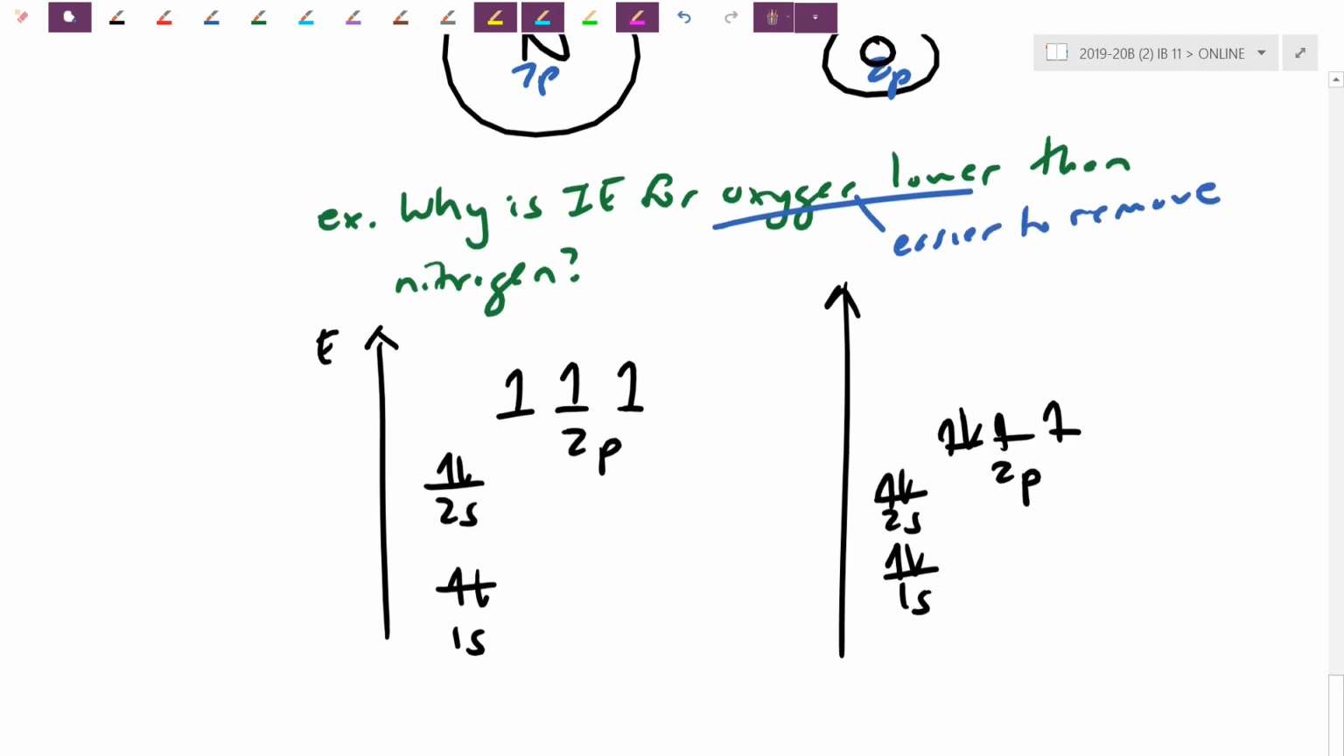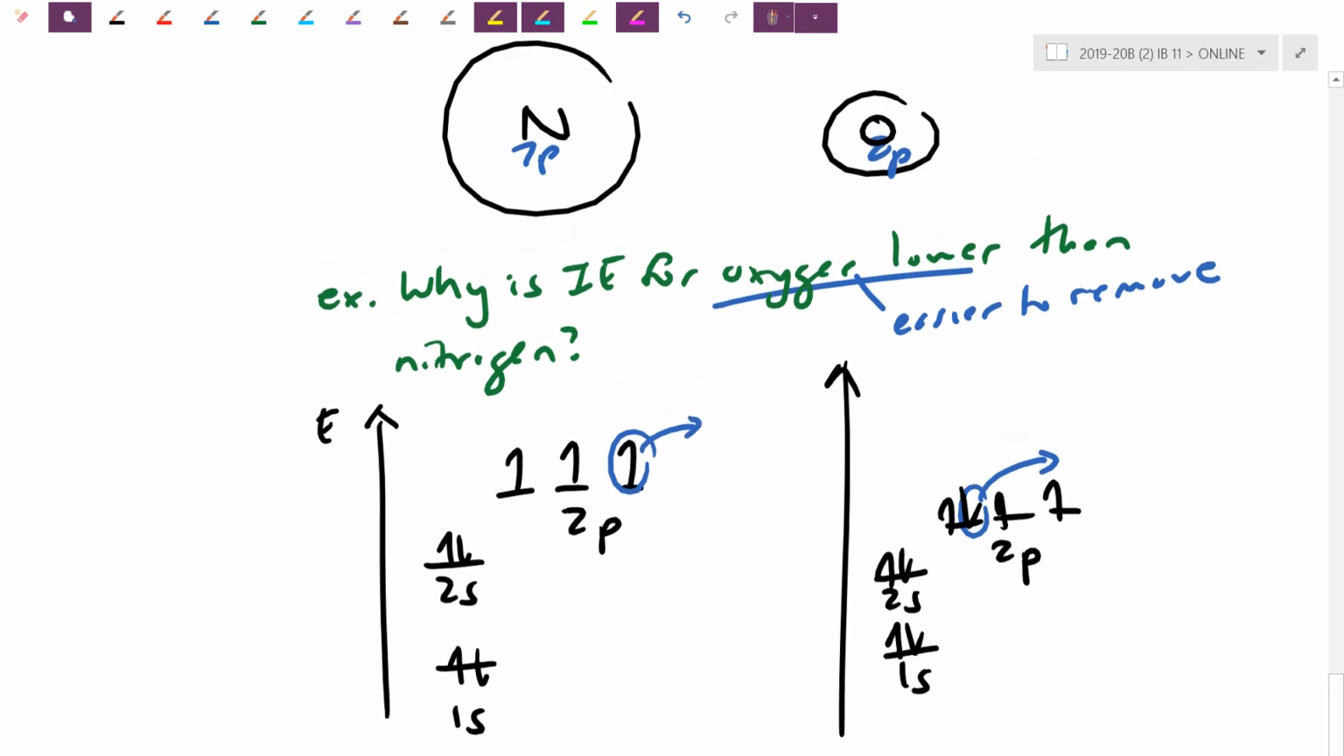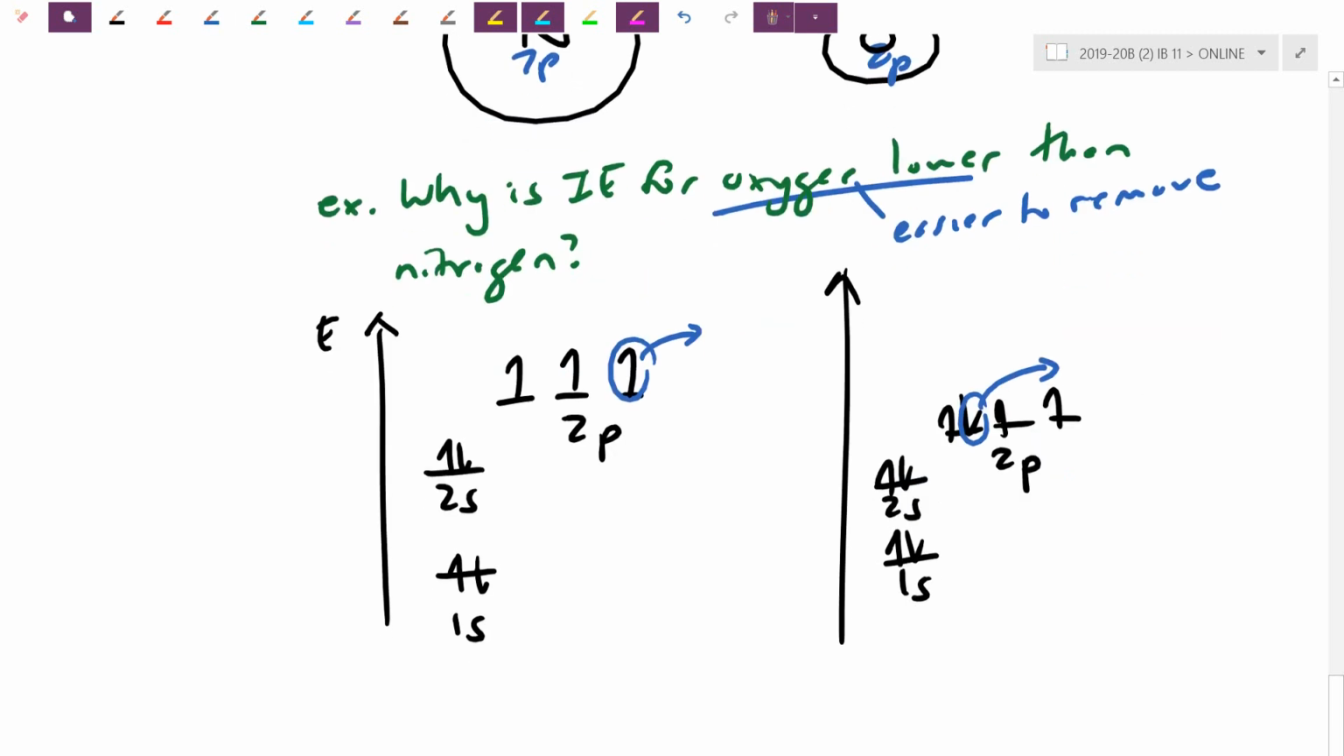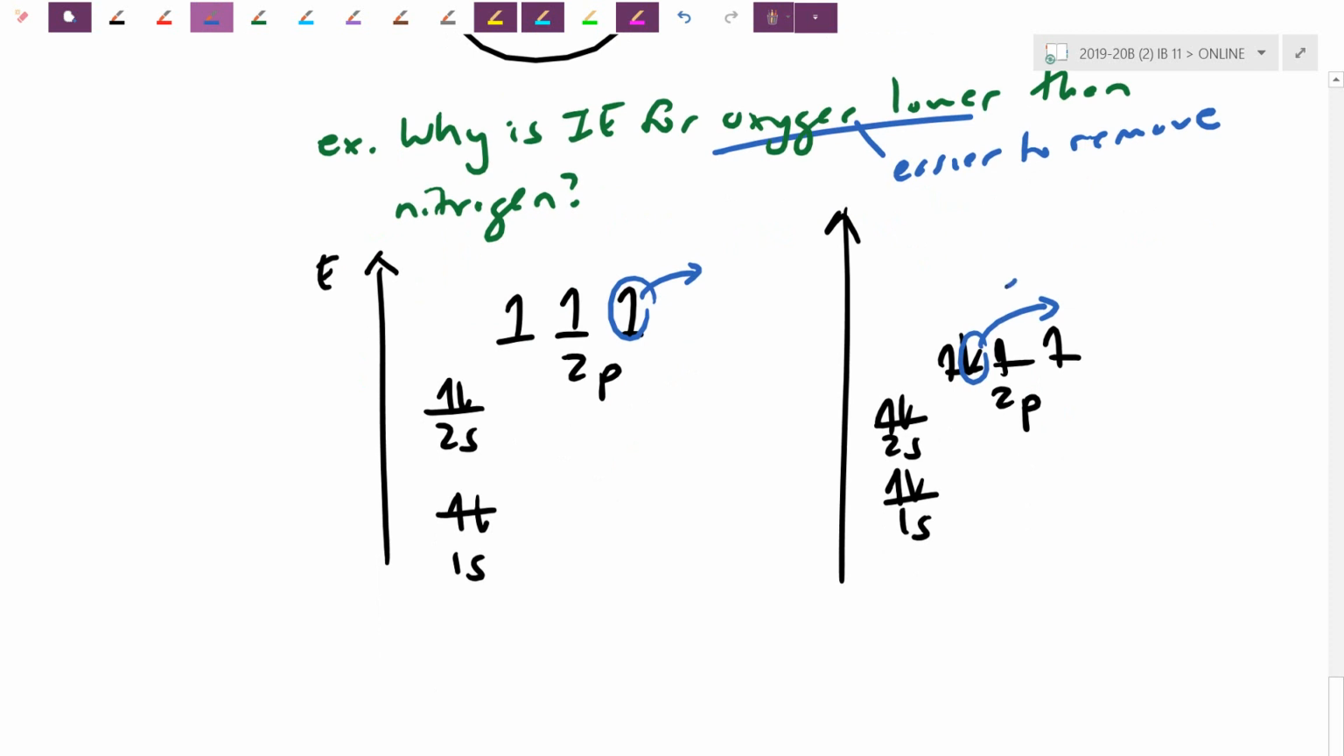Let's figure out which electron I'm removing. Maybe we pull it off. In the oxygen example, I'm trying to pull off this 2p4 electron, the 4th electron into that orbital. Whereas for nitrogen, I'm trying to pull off this one. Why might it be that even though size-wise, I would expect oxygen has more protons, the electrons are closer to the core, it's harder to remove, why might it be that in this case, the electron is actually easier to remove?